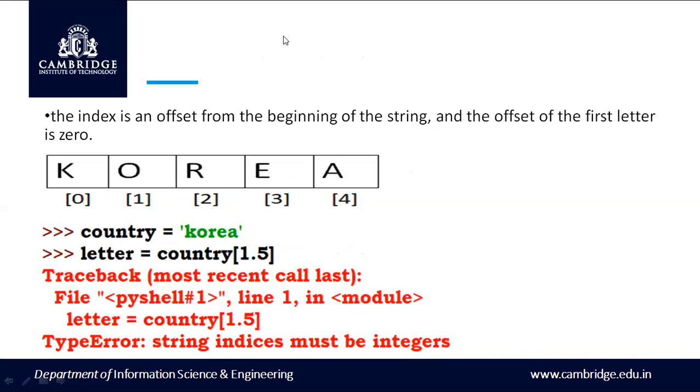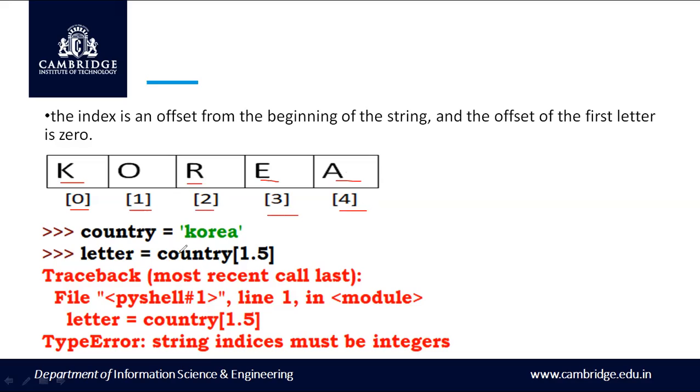Here you can see the index is an offset value. For each and every letter, the offset value is defined. Here the offset value starts from 0. The position of K is at the 0th position, O is at the first position, R is at the second position, E is at the third position, and A is at the fourth position.